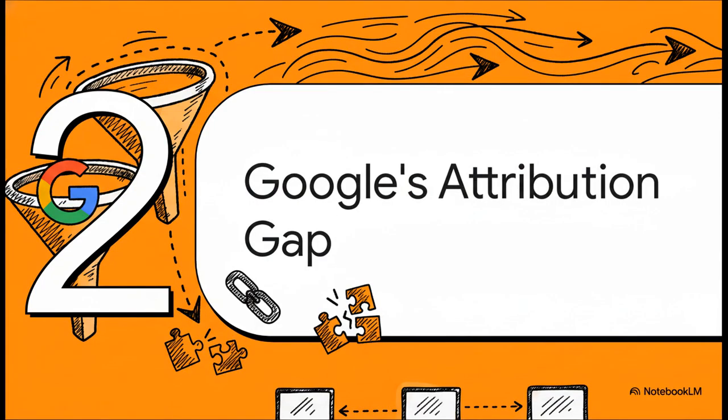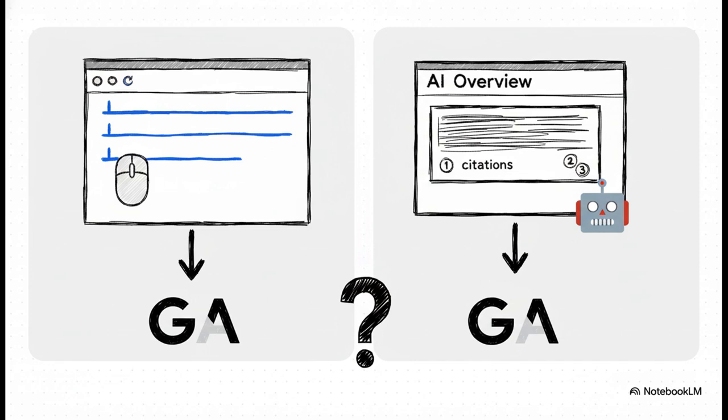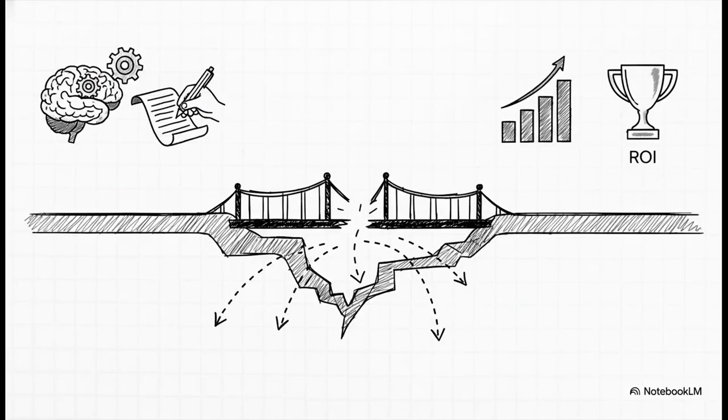So, what's causing all this chaos? Well, it all boils down to one big problem, what we can call Google's attribution gap. And this is where it gets really clear. Think about it. On one hand, you have the classic click on a blue link in the search results. On the other, you've got someone clicking a citation link inside one of those AI summaries. To a user, those are two totally different actions. But to Google Analytics 4, they both get lumped into the same bucket, Google/organic. GA4 literally can't tell them apart. And that, right there, creates this huge attribution gap.